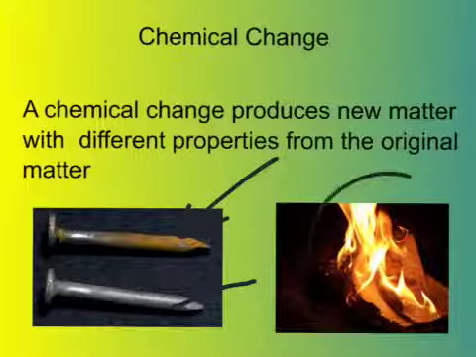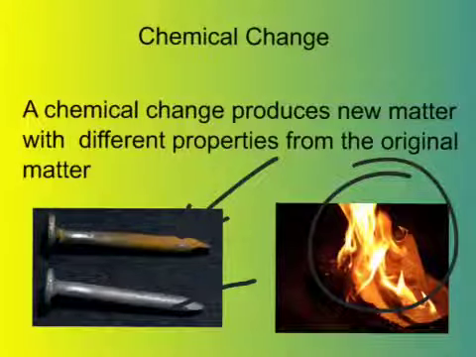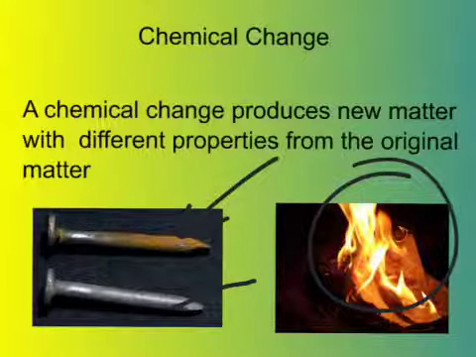Another example here is fire. Anytime you burn something and change it to ash, it has changed the properties from the original matter, and it is a chemical change. So cooking, burning, anytime heat is really applied to a kind of matter, it is normally a chemical change.